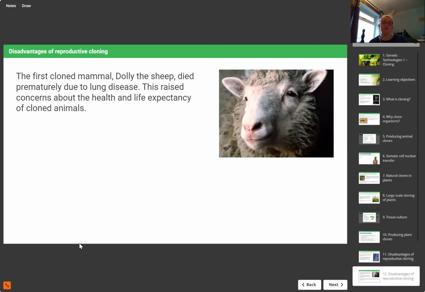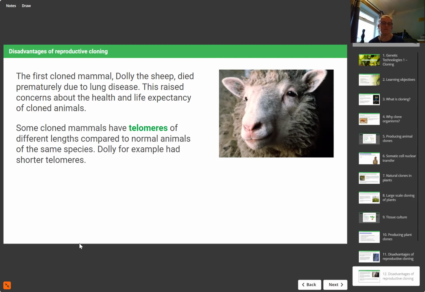The first cloned mammal, Dolly the sheep, actually died really early due to lung disease. And this raised concerns about the health and life expectancy of cloned animals. The original version of Dolly didn't die prematurely due to lung disease, so it wasn't like a genetic thing that had been passed on.